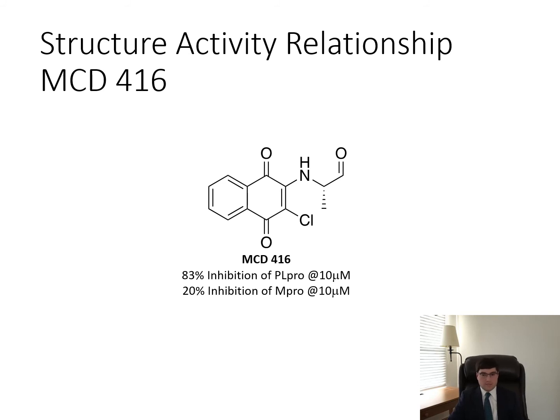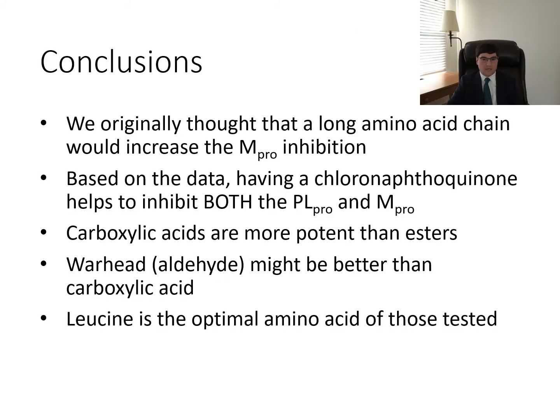The structure-activity relationship of our aldehyde-based derivative, MCD416, had an 83% inhibition of the peptide-like protease and 20% inhibition of the main protease. When we first began the study, we saw that a long amino acid chain would increase the main protease inhibition. Based on the data, having a chloronaphthoquinone helps to inhibit both the peptide-like protease and M protease. We also discovered that carboxylic acids are more potent than esters. Also, leucine is the optimal amino acid of those tested. We also proposed that our aldehyde might be better than a carboxylic acid for our warhead.